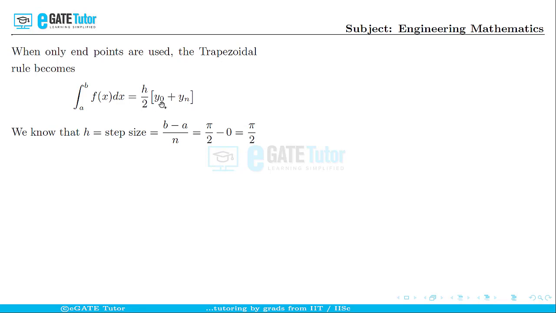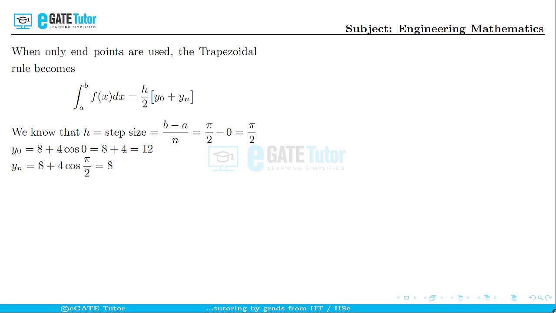Now let us just calculate what is y0 and yn. Y0 is nothing but just substitute the lower limit in the given integrand, that is y0 is equal to 8 plus 4 cos 0, and simplifying that will give us y0 is equal to 12. Yn is nothing but just substitute the upper limit, that is pi by 2, in the given integrand, that is 8 plus 4 cos pi by 2, which gives us 8.